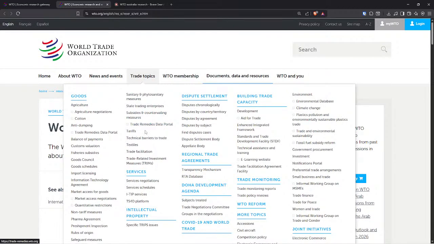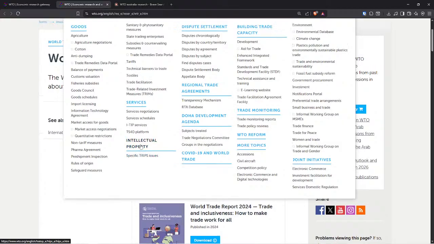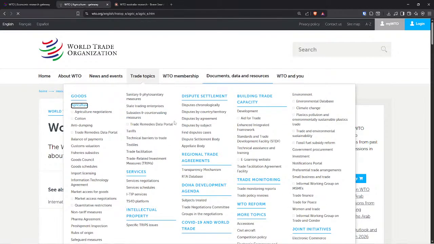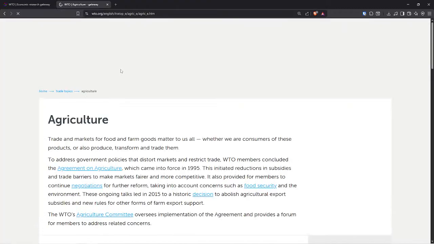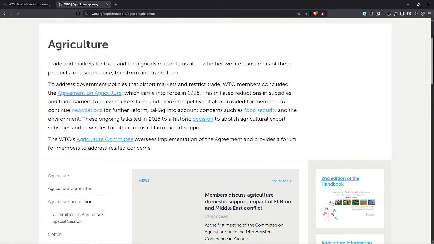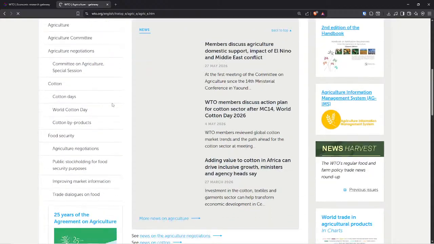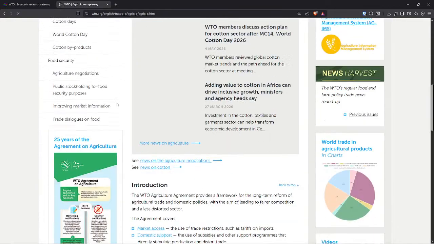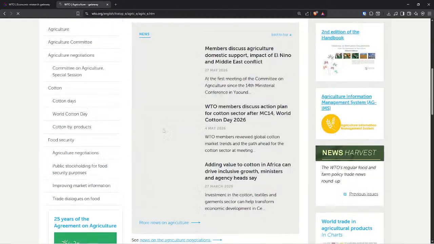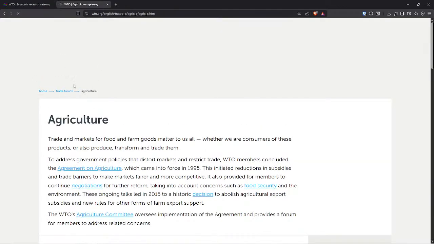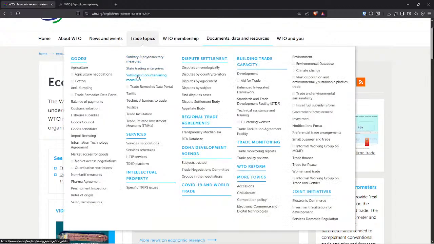Trade topic. Okay, hold on. Technical. Are these all... Let's look at the top one. It's all like educational focus. Agriculture Gateway. Trade topics. This website isn't loading properly. Market for goods.